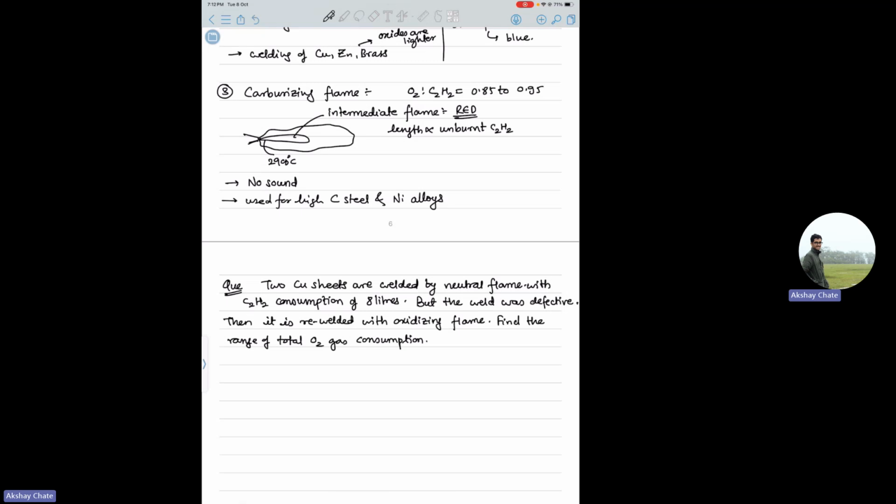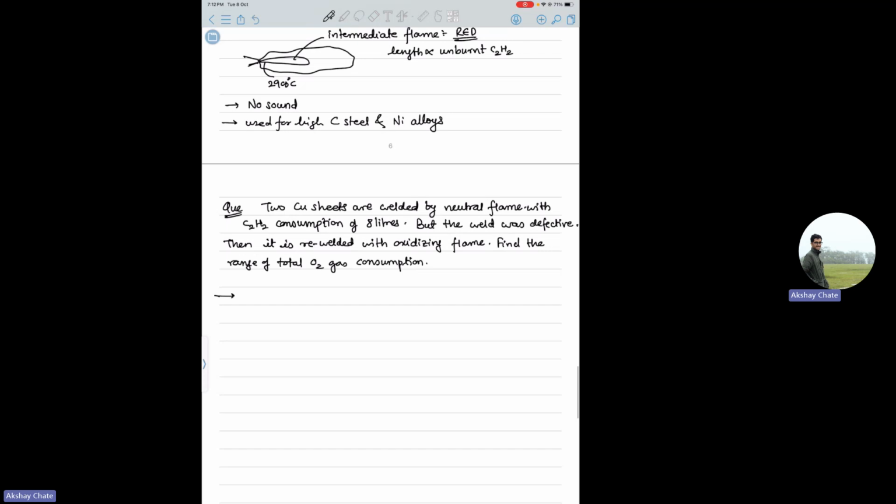So we know that first they did it with neutral flame. So in neutral flame you have this molar ratio. Volumes you can directly take in the molar ratios, you cannot take mass. Okay, so therefore initially they used C2H2 8 liters, right? So therefore you have to use 8 liters of oxygen also. Okay, that is for the first.